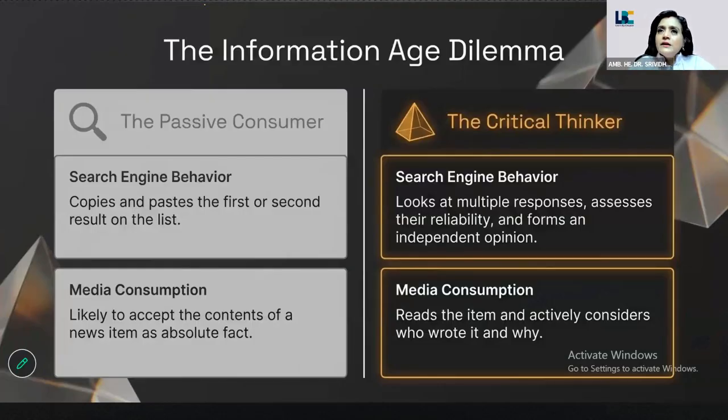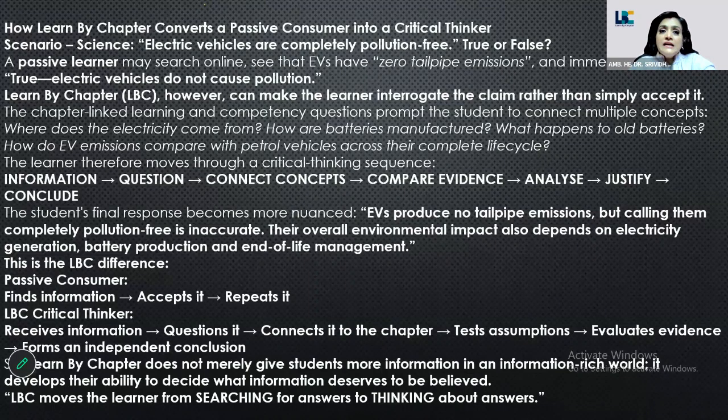What is given in the media, what news comes in the media, they won't really go and check it. The least thing they can do is put it in ChatGPT to check whether this news is true. That shows the critical thinking process. So they will come back, they will gain this advantage. So how does Learn by Chapter convert a passive consumer into a critical thinker?